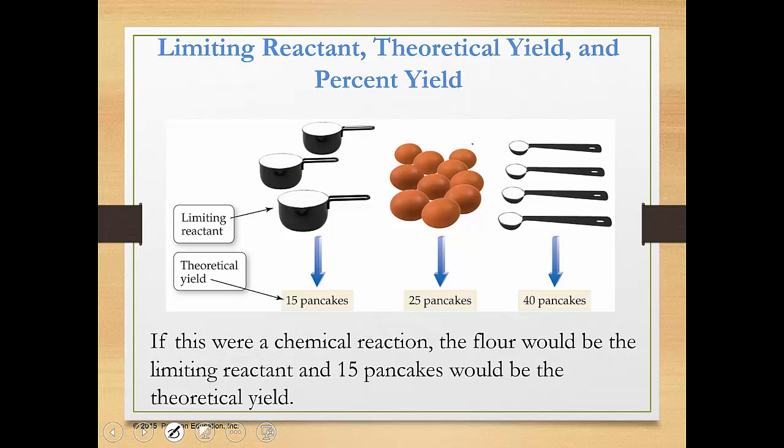Okay, so if this were a chemical reaction, and we said that flour, eggs, and baking powder were our initial reactants, the flour would be what we call our limiting reactant because it limits the amount of product we can make, pancakes in this case, and the number of pancakes we make. The pancakes are our product. So the 15 pancakes is what we call our theoretical yield. Theoretically speaking, with these ingredients, I can make 15 pancakes.